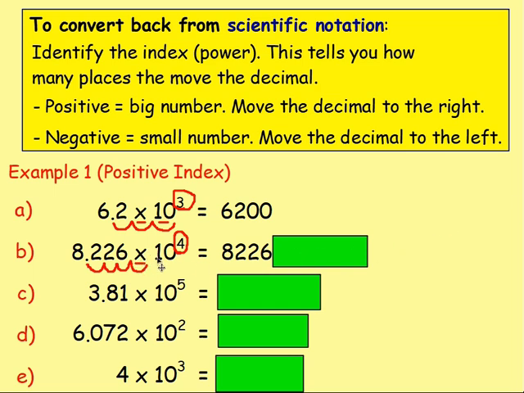What do we do with the space? Put in a 0. We do indeed, yes, we put in the 0. Well done. Excellent. Okay, for C, 3.81 times 10 to the power of 5.